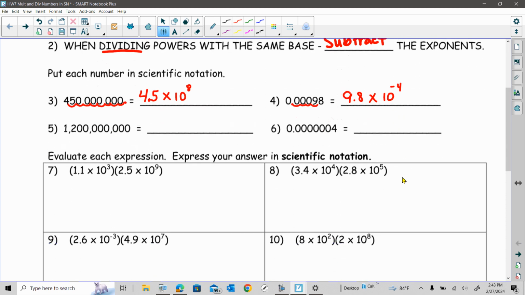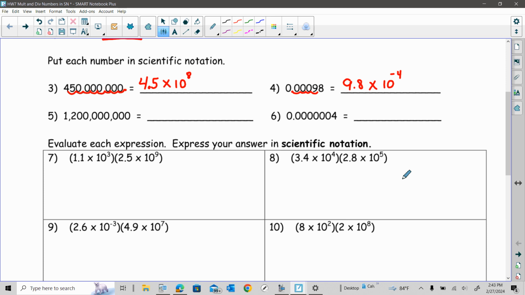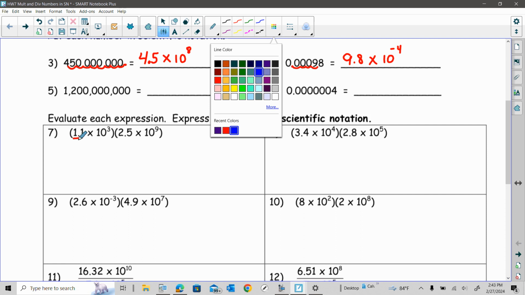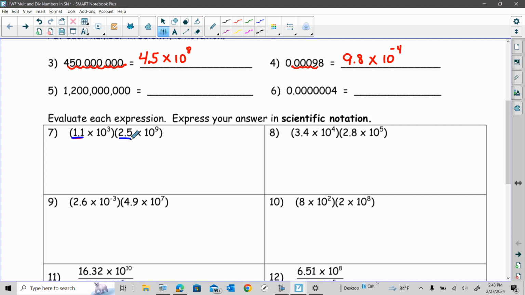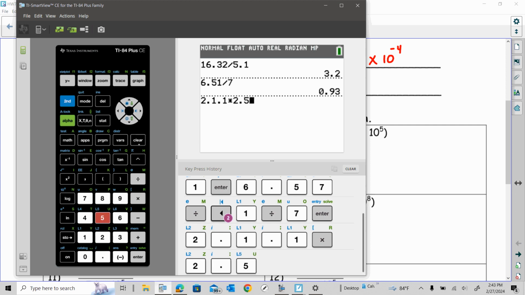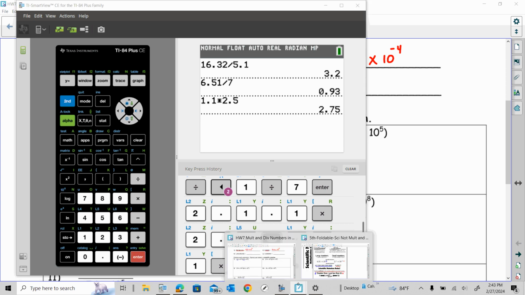Now, after just putting in scientific notation, we have to make sure the number, our coefficient, the number we're multiplying the base 10 by, is always between 1 and 10. So when we evaluate the expression, we're going to follow the rules. When multiplying, you add the exponents of like bases, and when you divide, you subtract. So here, you start off, you multiply the coefficients, the 1.1 and the 2.5. You have to do that in your calculator. So you multiply 1.1 times 2.5, and we get 2.75.